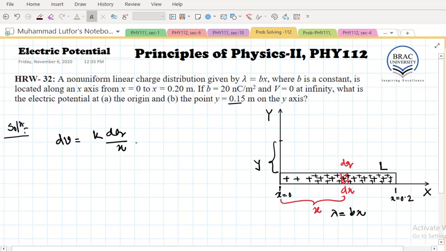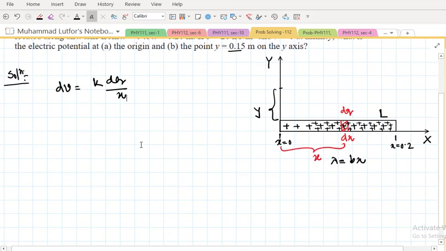Now we can find dq because we defined the charge density, lambda equals dq over dx. It is not equal to total charge divided by total length, since it is a non-uniform distribution. So dq would be lambda times dx, where lambda is bx, so dq is bx dx.